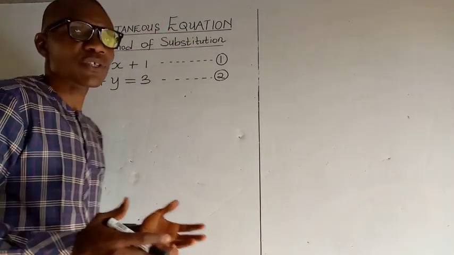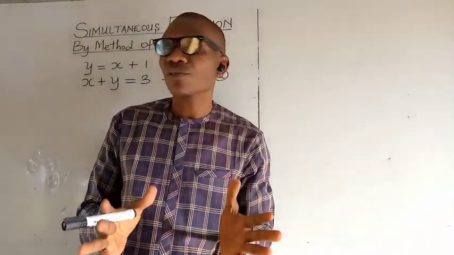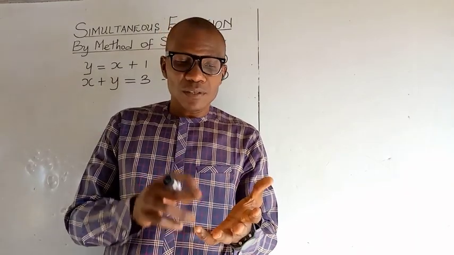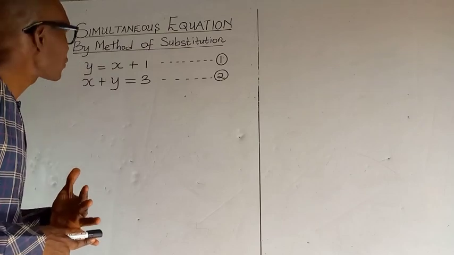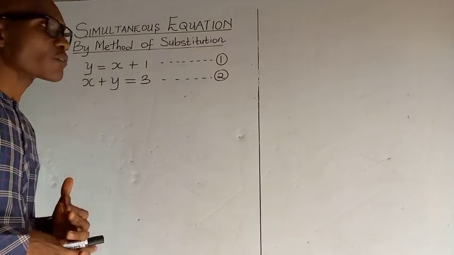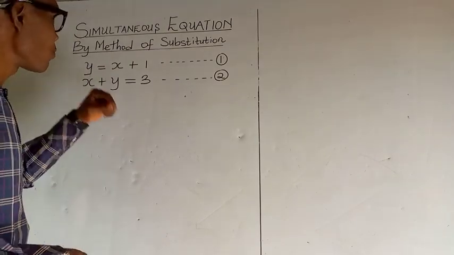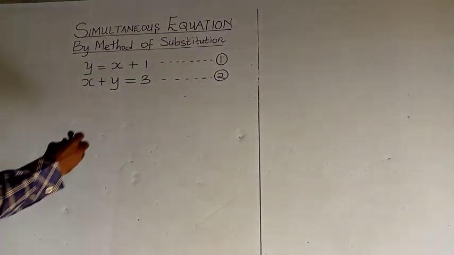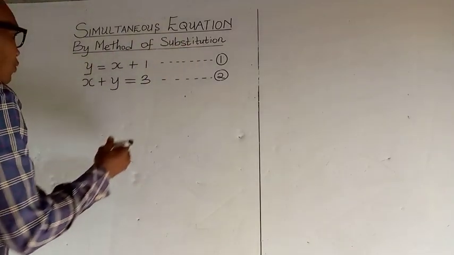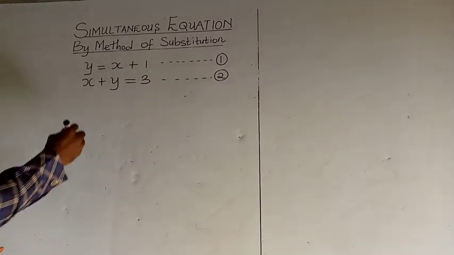In simultaneous equation, there are two methods of solving it: the method of elimination and the method of substitution. So we'll be using the method of substitution first. For us to use the method of substitution, how do we go about that?